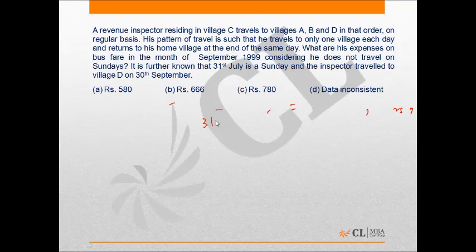So if 31st July is Sunday, then the first Sunday in September will be on 4th. Next will be on 11th, then 18th and 25th, which means he must have traveled on 30 minus 4, that is 26 days in the month.